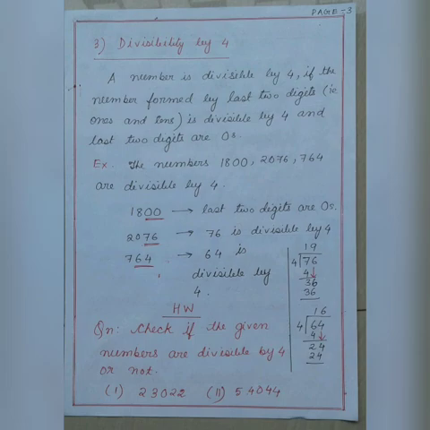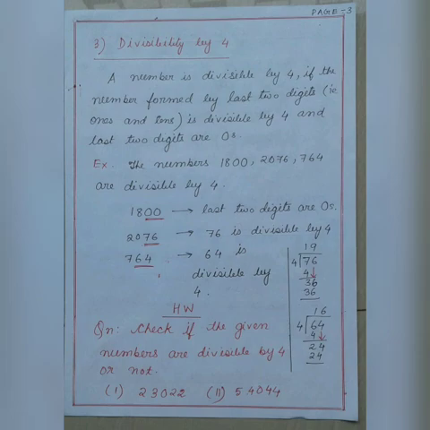764, the last two digits are 6 and 4, so the number formed by 6 and 4 is 64. I shall check if 64 is divisible by 4 or not. I have done the calculation. Yes, it is divisible by 4. So 764 is also divisible by 4.